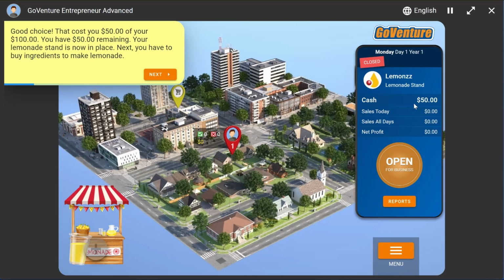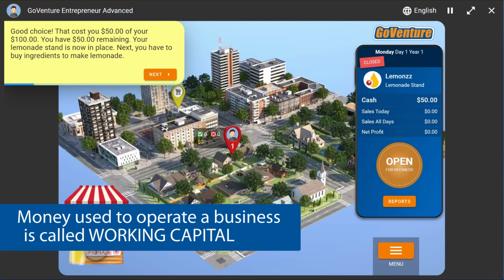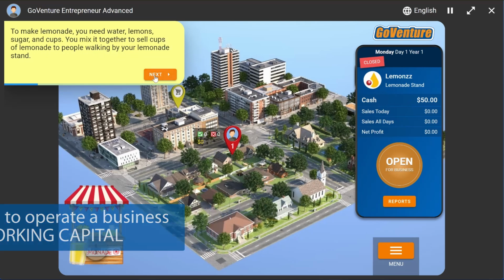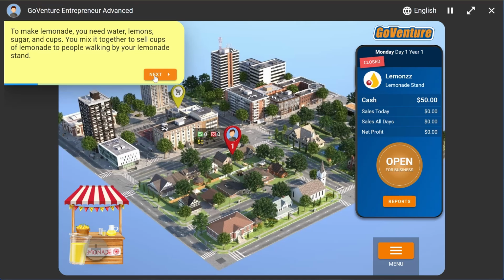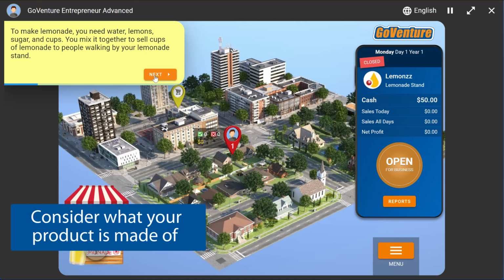So if we check our cash, we started with $100 and we've already spent $50 of what's called working capital. The money you have in your business to be able to use and apply to operating the business, that's called our working capital. So now we're down to $50 in working capital. When we're selling lemonade, we have to consider, what is lemonade made of? Well, it's made of water, lemons, sugar, and cups.